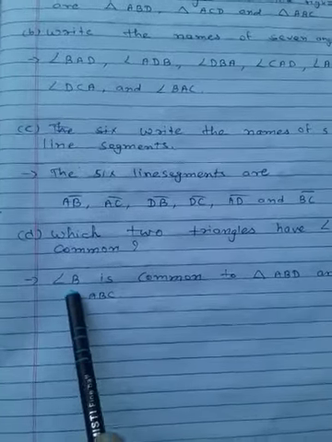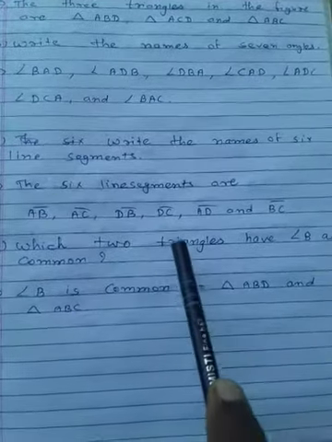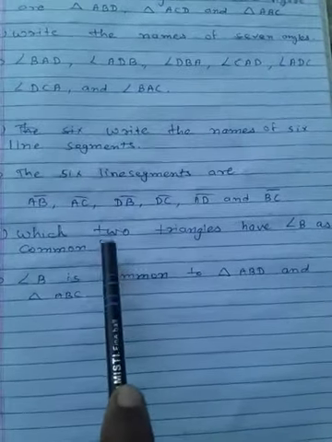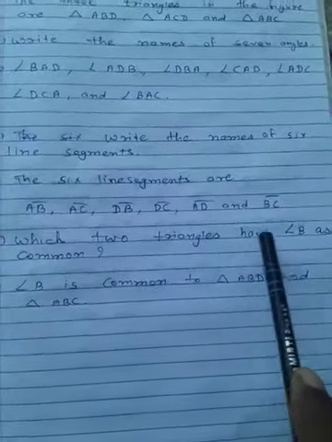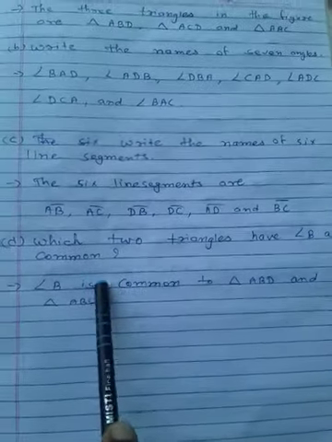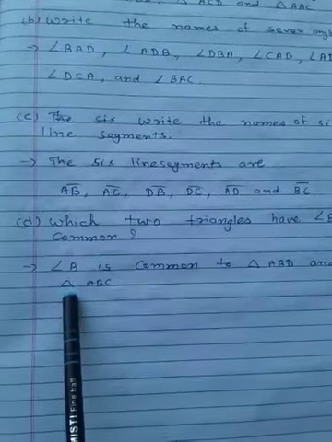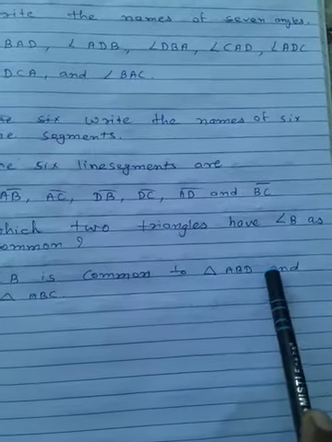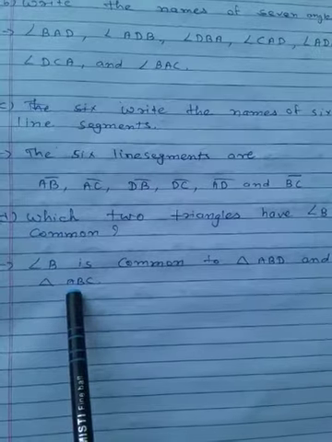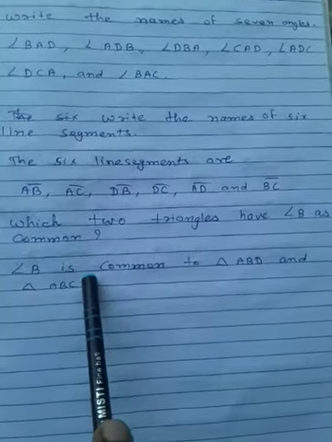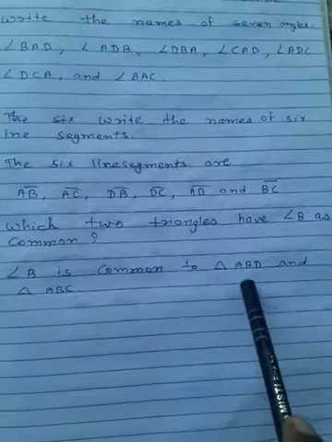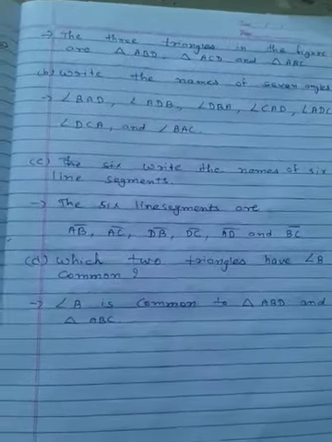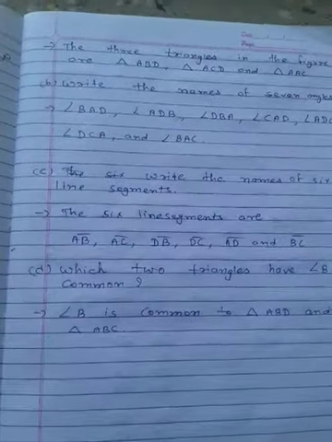D: which two triangles have angle B as common? Angle B is common to triangle ABD and triangle ABC. Understood both questions?